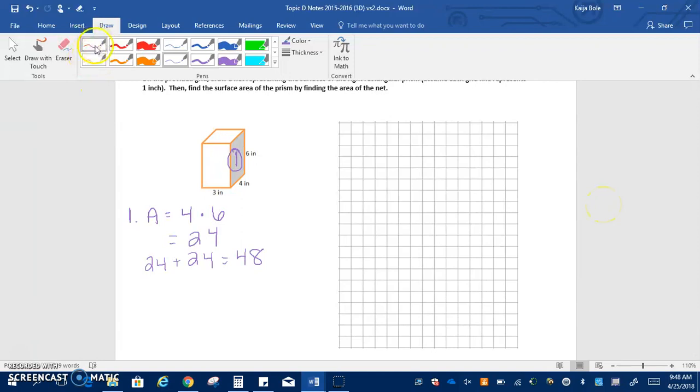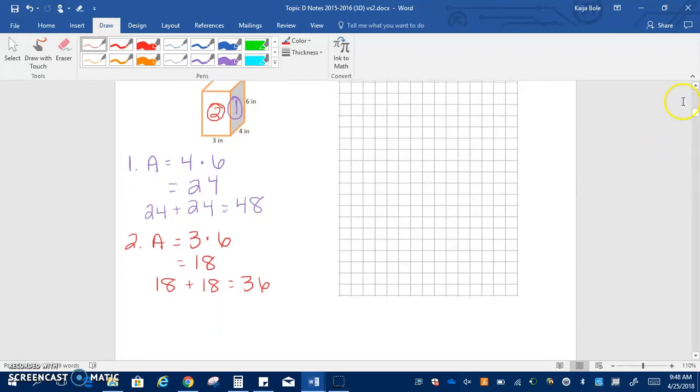Now let's look at the front and the back. So I'm going to label this as face number 2. For face number 2, our area for our front would be 3 times 6, which is 18. And again, we have a front and a back, so we'd have to do 18 plus 18, and that equals 36. Alright, but we're not done yet.